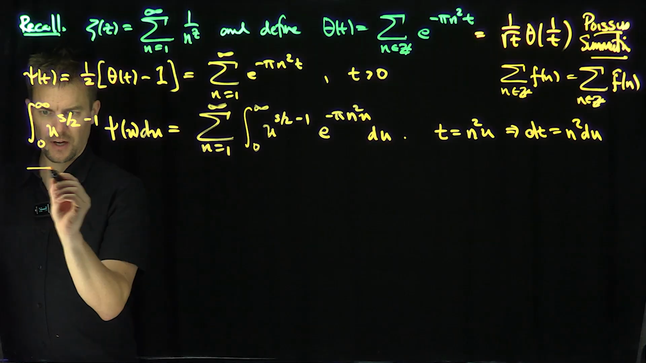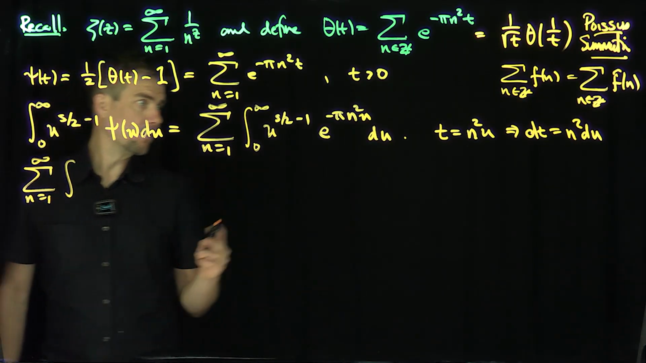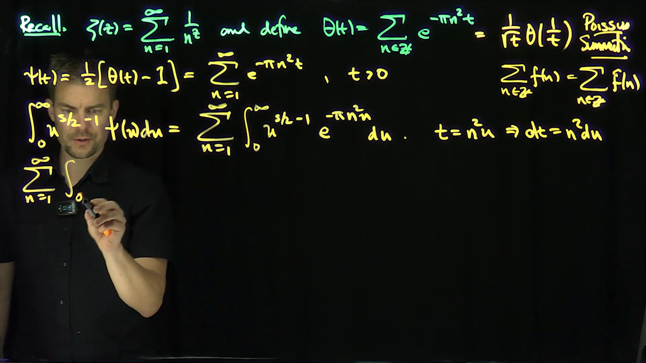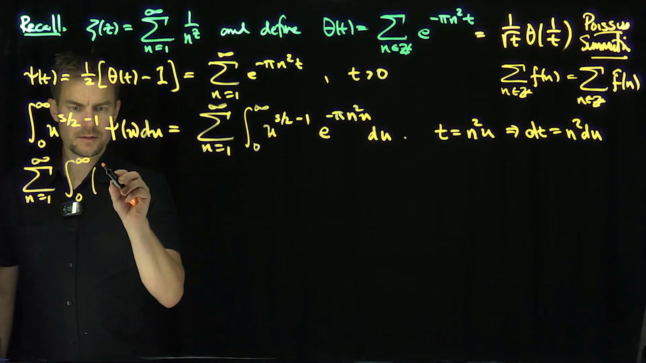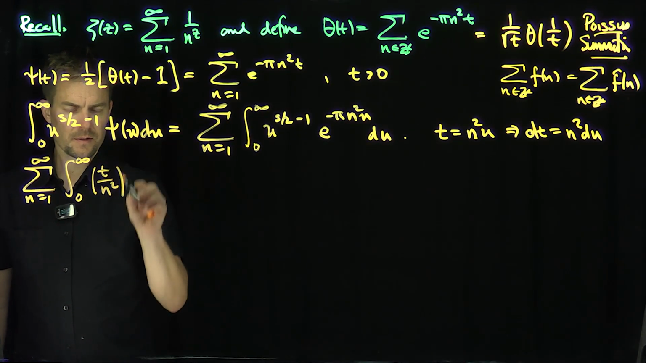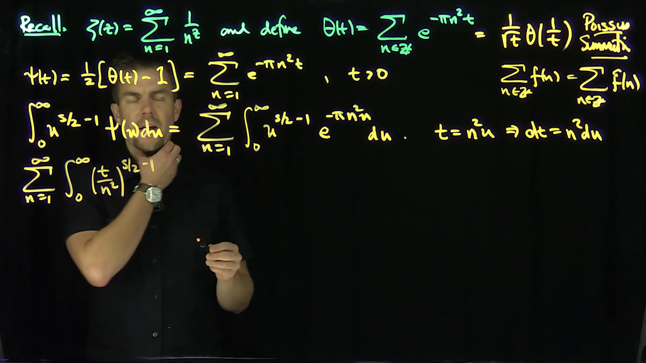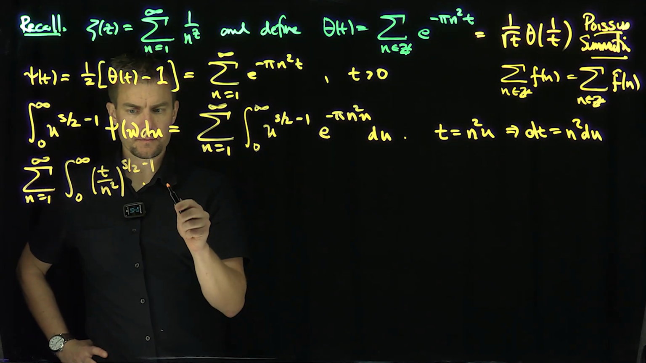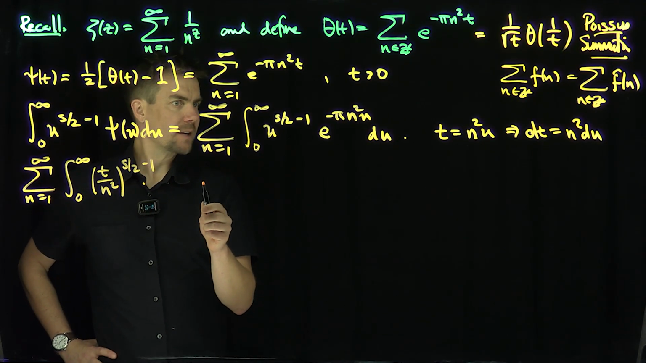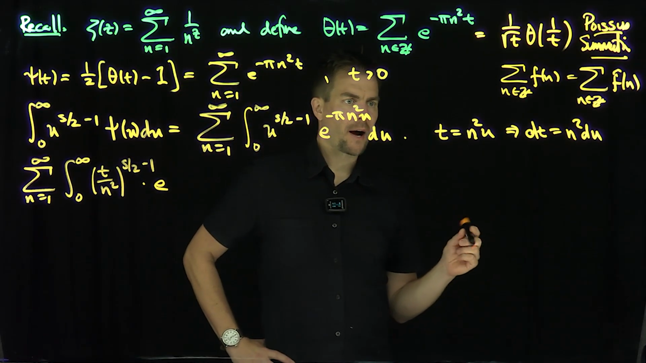Our integral becomes the sum, n goes from 1 to infinity, of the integral, and of course the limits don't change under this coordinate change, 0 to infinity. And we're going to have a u, which is going to be t over n squared, to the s over 2 minus 1. Great. And then we're going to have a times e to the negative, and I want to put a pi over here as well.